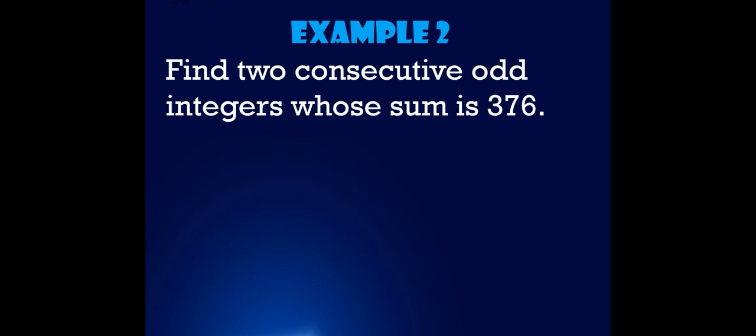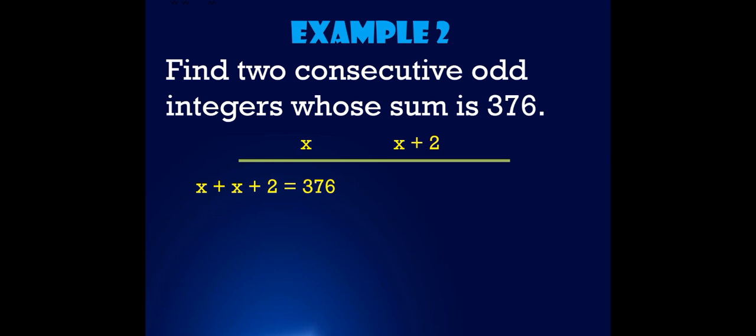So, this time, consecutive odd integers. So, dapat plus 2 tayo ng plus 2. Since 2 number lang yan, i-represent lang natin siya as x. And then, yung second number is x plus 2. Sabi dito, ang sum daw nila ay 376. That means, pag pinag-add natin si x and x plus 2, dapat ay equal siya sa 376.